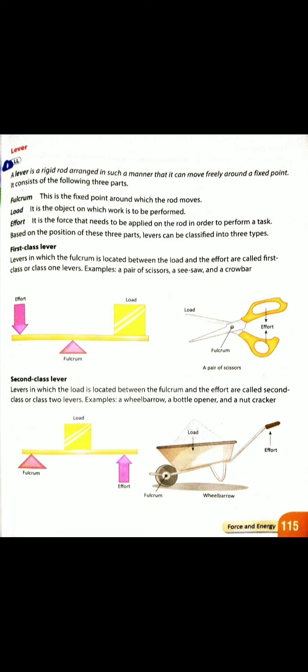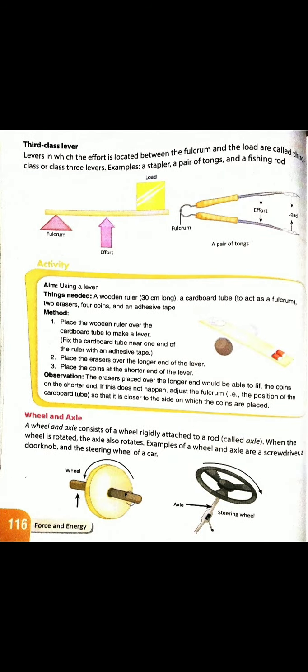And in second class lever, the load is located between the fulcrum and the effort. And the examples are wheelbarrow, bottle opener, and a nutcracker. Now, in the third class lever, the effort is located between the fulcrum and the load. Examples of such lever are a stapler, a pair of tongs, and a fishing rod.